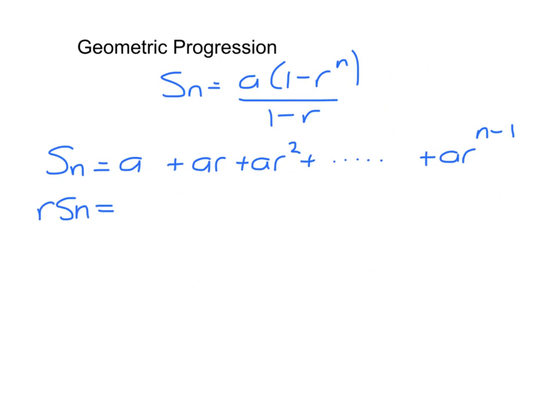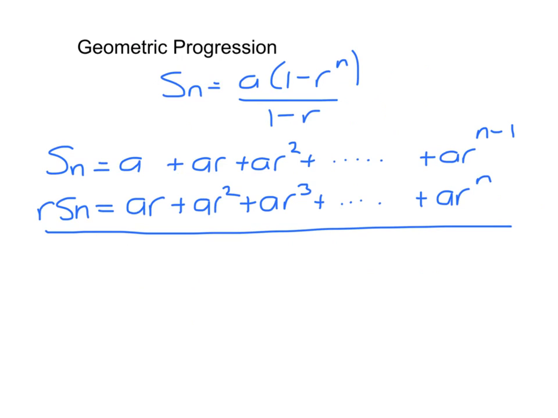So the first term times r is going to be ar. The second becomes ar squared. The third becomes ar cubed, right up to ar to the power n. And this time we're going to subtract. And if we look at this on the diagonal, we always have 2 terms the same. So when I subtract them, those terms are going to disappear.